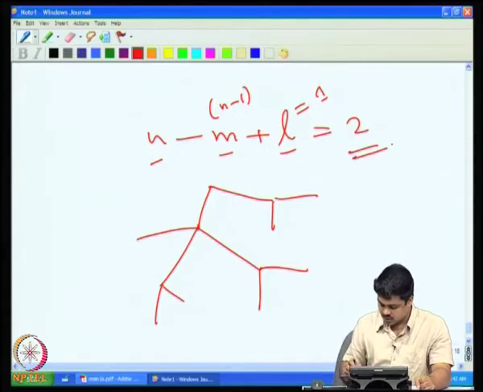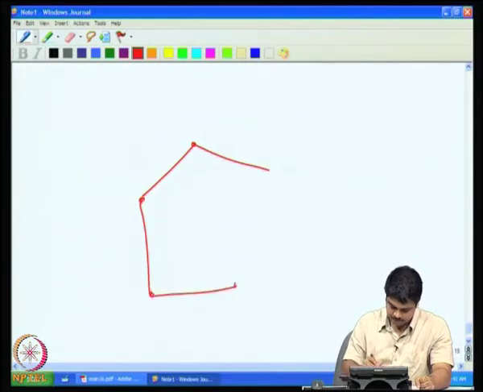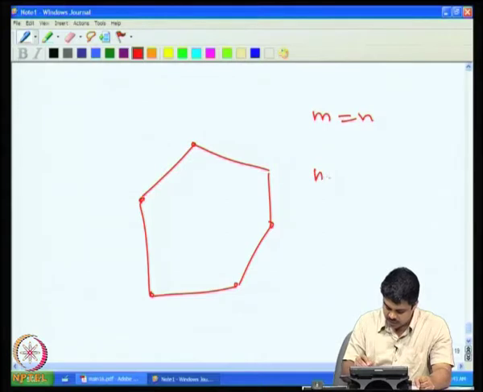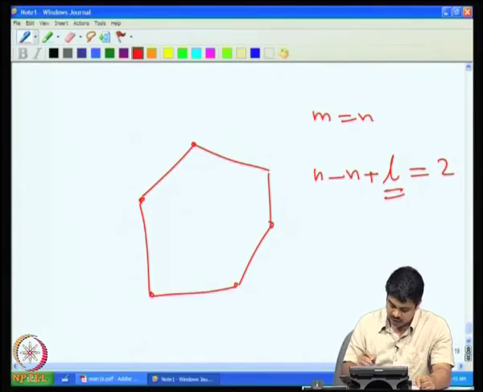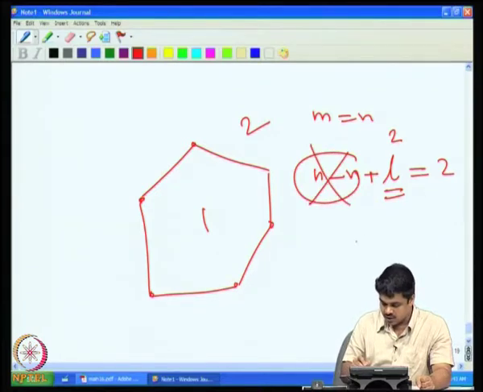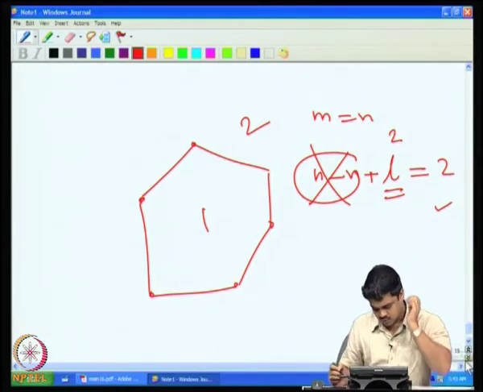For instance, you can take a cycle. There are n vertices and n edges. So n minus n plus l equals 2 is what it says. So l, the number of faces here, is 2: one face, second face. So the n's cancel off, and that is also correct. This is what the Euler formula says.